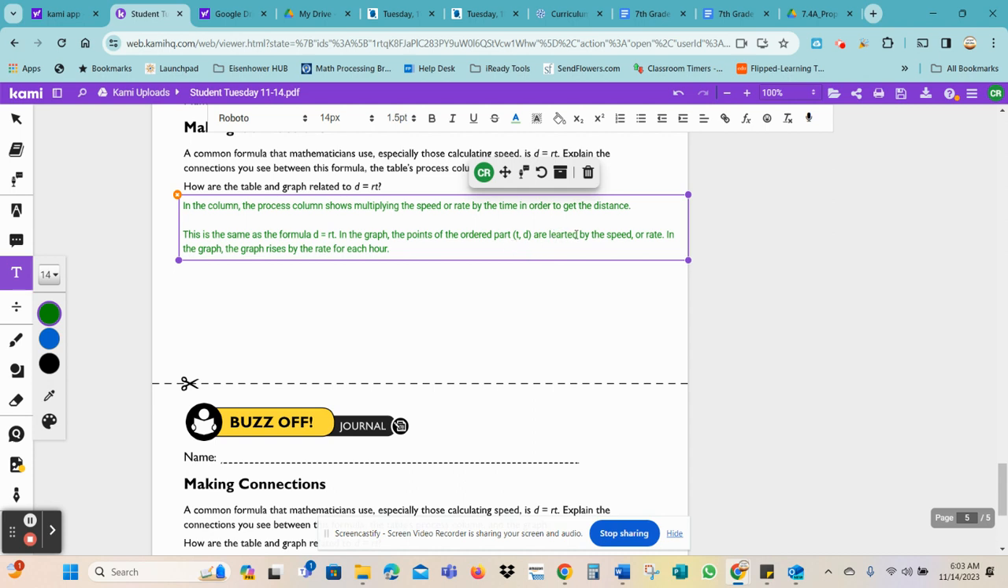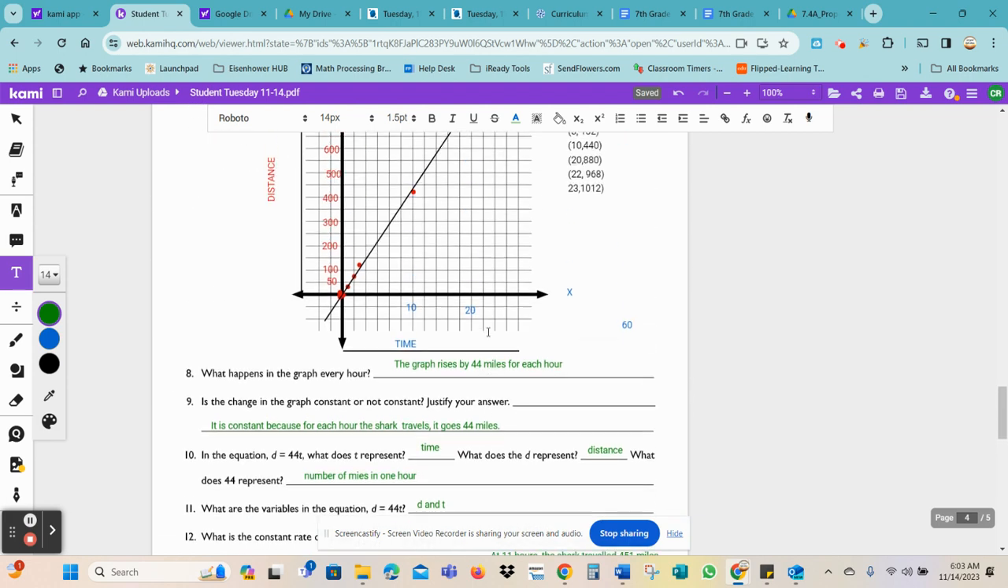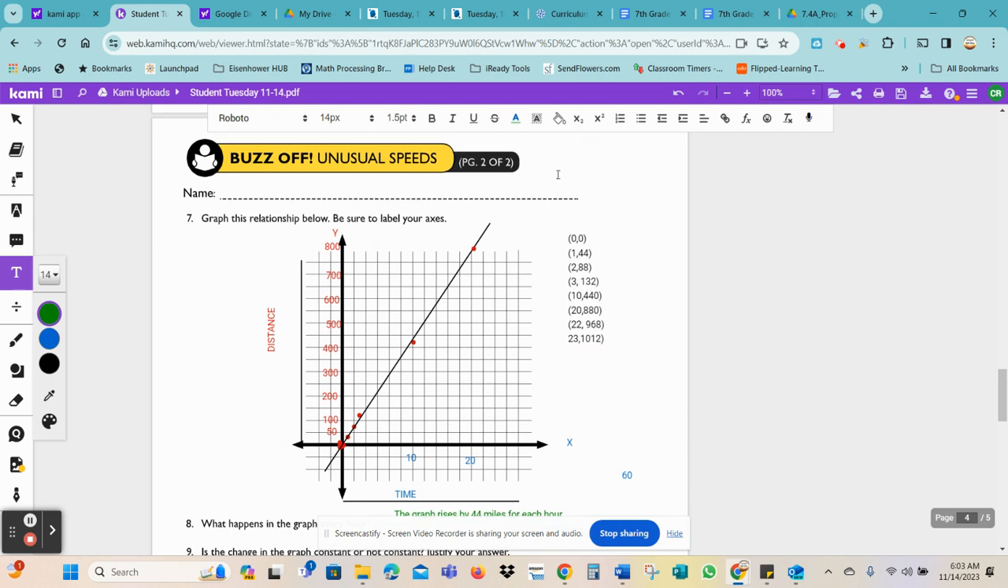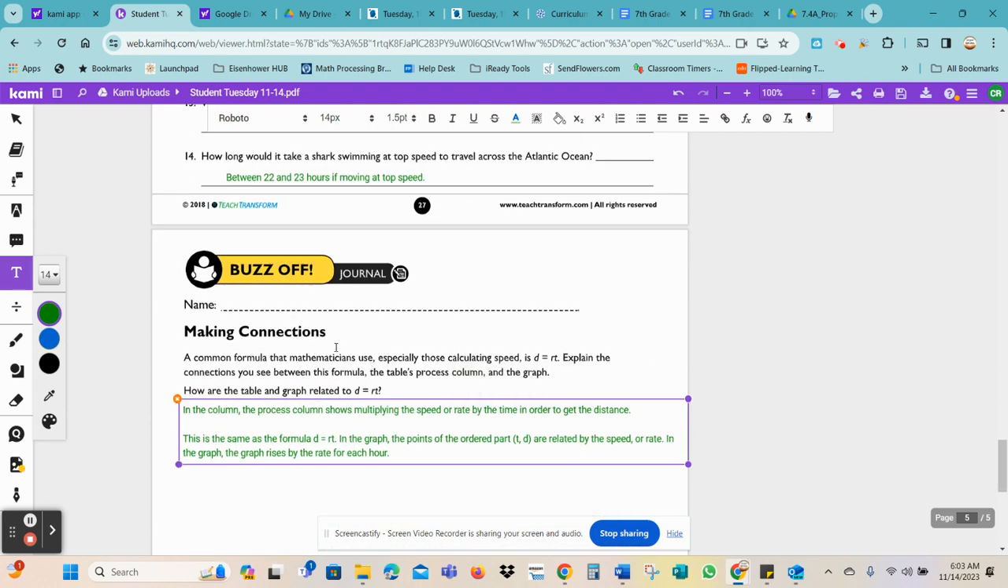are related. Okay, I messed up this one. By the speed or rate in the graph, and the graph rises by the rate for each hour. And so that's what we've noticed up here. For every hour, it was increasing quite rapidly, right? And so we would have been off the grid if I would have done this by maybe splitting in half at 750 to 1200. We would have been able to plot that, and then I would have had it different. But it would look the same, but I would just have all my points very small and very hard to get to.